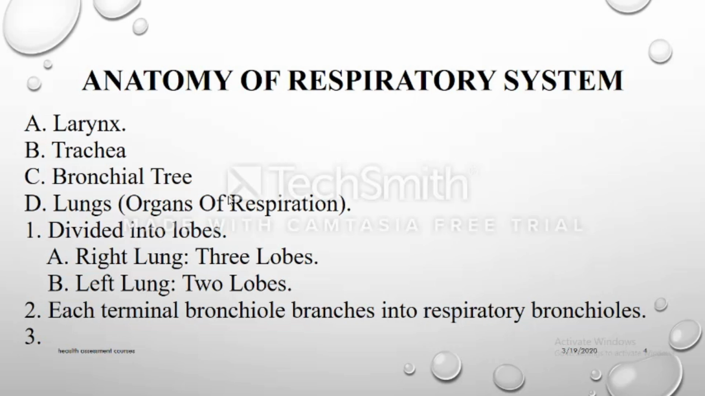First of all, you know already that the anatomy of the respiratory system starts from the nose, and then goes through the epiglottis, larynx, and then trachea, bronchial tree, which is the bronchus, bronchi, and bronchioles, and the alveoli, and then the lungs. The lungs are divided into lobes: the right lobe and the left lobe. The right lung consists of 3 lobes, and the left lung 2 lobes.